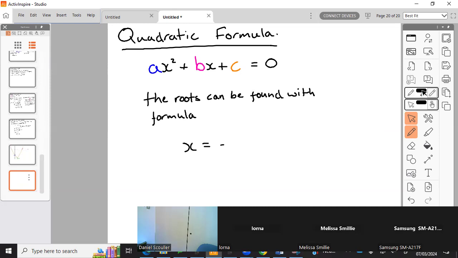Now, do not worry, because you get given this formula in the exam. So you do not need to remember this formula.